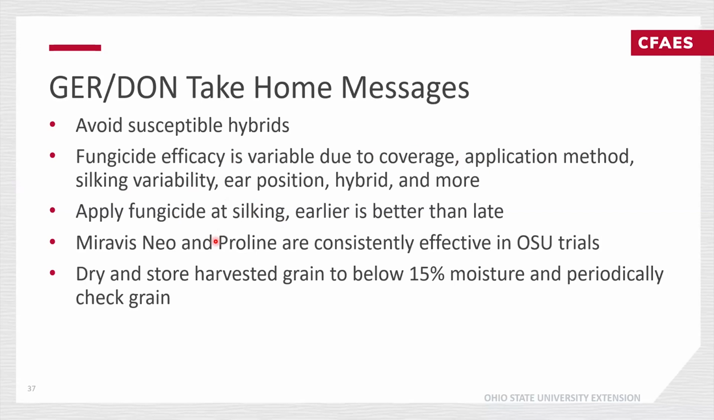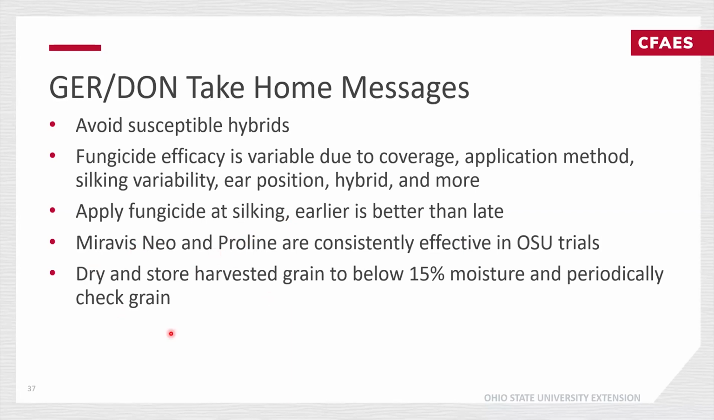In terms of fungicide products, those that have been most consistent for us in our trials have been Miravis Neo and Proline. And then the advantage of that Miravis Neo is you're gaining another active ingredient compared to Proline that is going to help also with foliar diseases. So this isn't to say that these are the only 2 products and they're always going to provide a benefit, but based on our trials across multiple locations, multiple years, they're the most consistently effective.